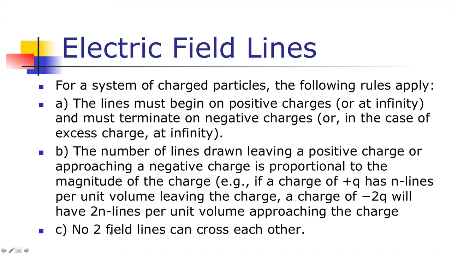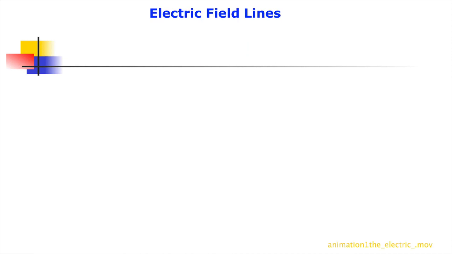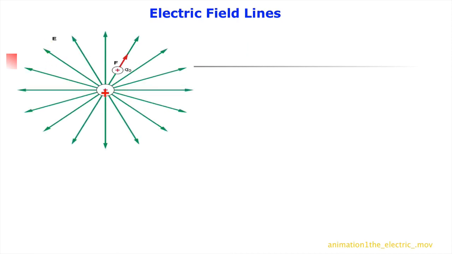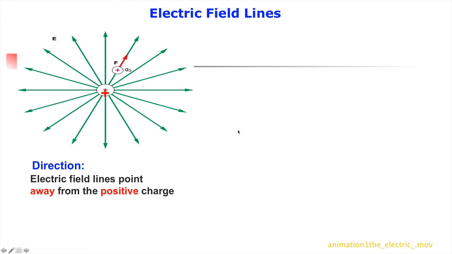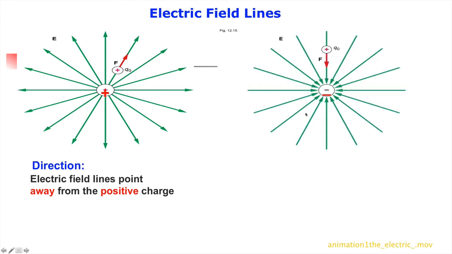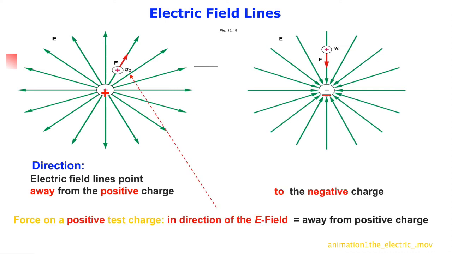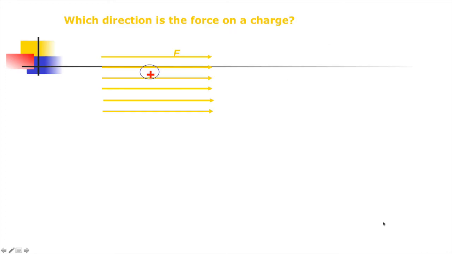Then, never cross electric field lines. Don't cross one electric field line over another. It's always outward for a positive charge, and for a negative charge, it's always inward. This little guy is the test charge. Whatever the test charge experiences is in the direction of the electric field line. The force on a positive test charge is in the direction of the electric field, that means away from the positive charge.